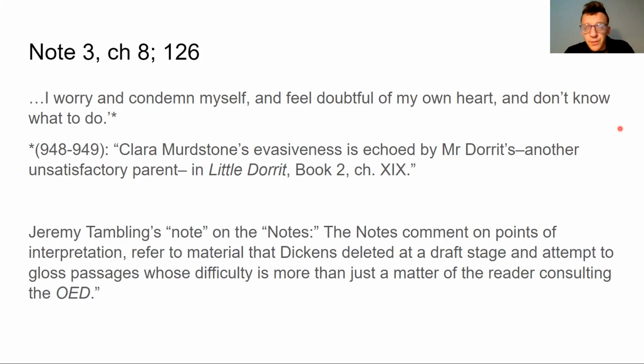His own note on notes is, quote, "the notes comment on points of interpretation, refer to material that Dickens deleted at a draft stage, and attempt to gloss passages whose difficulty is more than just a matter of the reader consulting the OED, Oxford English Dictionary." The notes are excellent at the material that Dickens deletes at the draft stage. They are really marvelous for that. Sometimes they're good at the glossing. Many passages that ought to be glossed are not. And it is at the level of the points of interpretation that I think this edition is particularly weak in the notes.